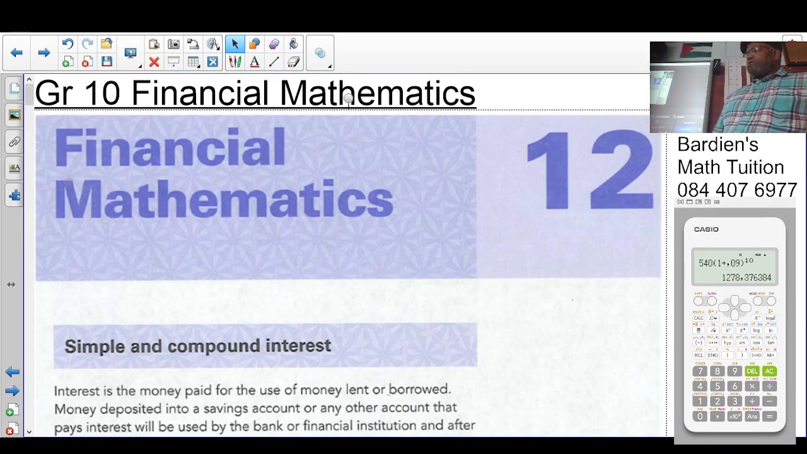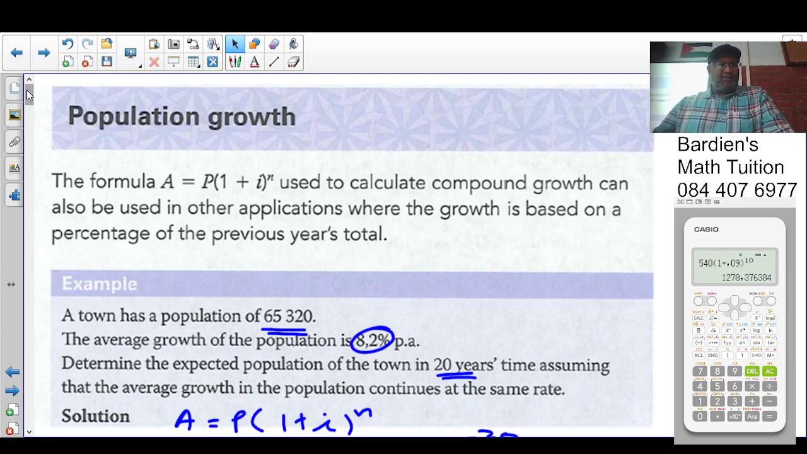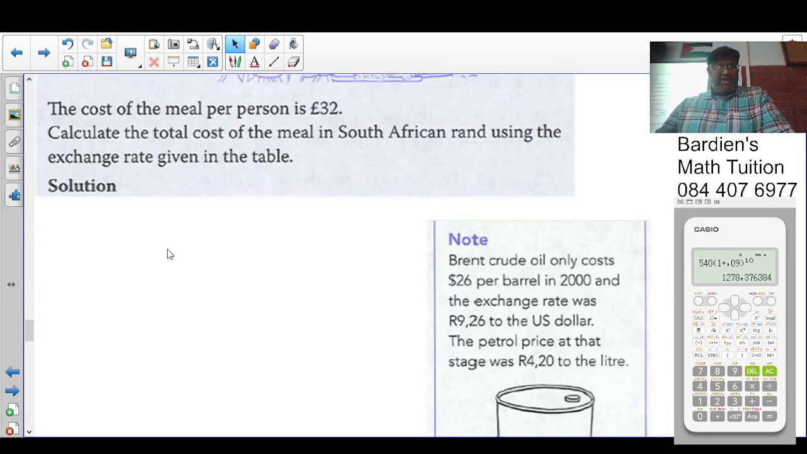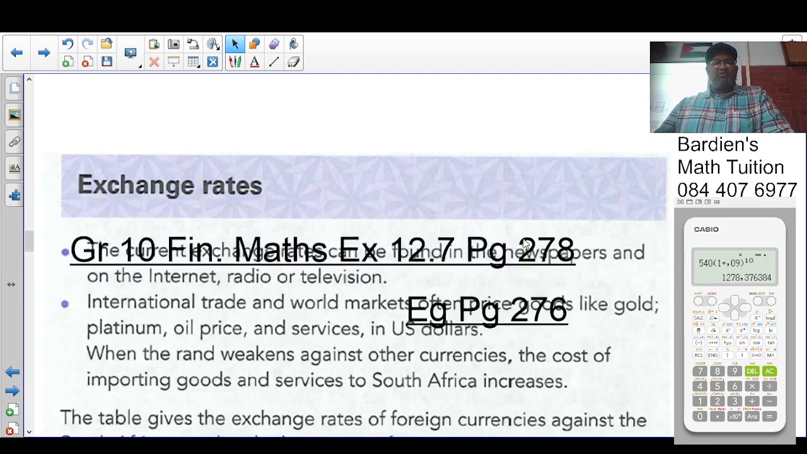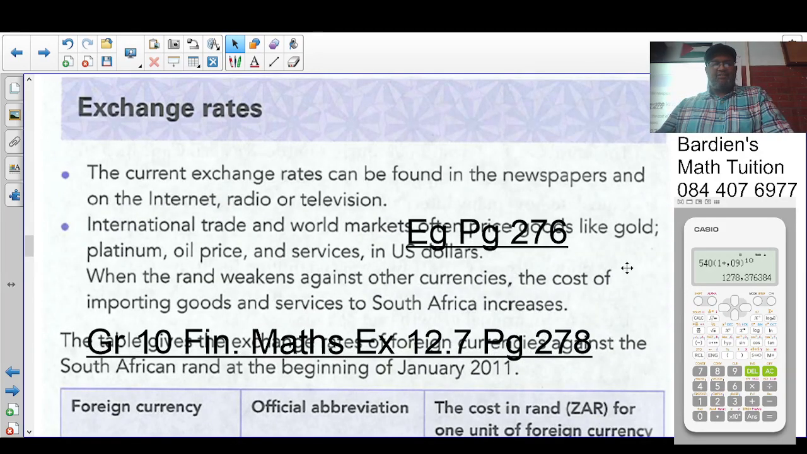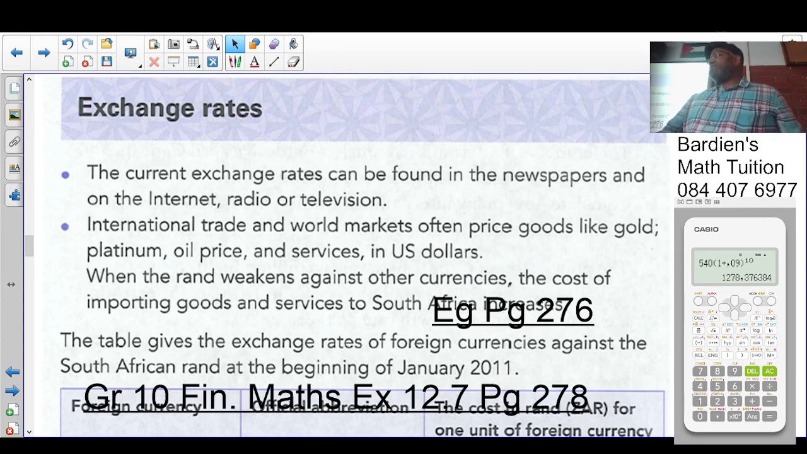Okay, good afternoon, class. At this point, we're looking at the examples as well as the odd numbers for exercise 12.7. Exercise 12.7 is on page 278, whilst we're reading and doing the examples from page 276. We look at exchange rates.